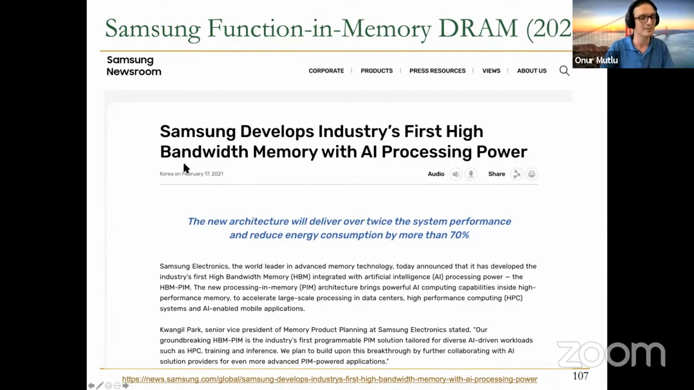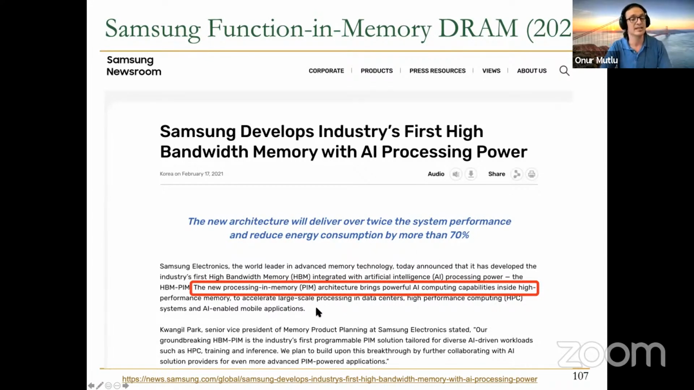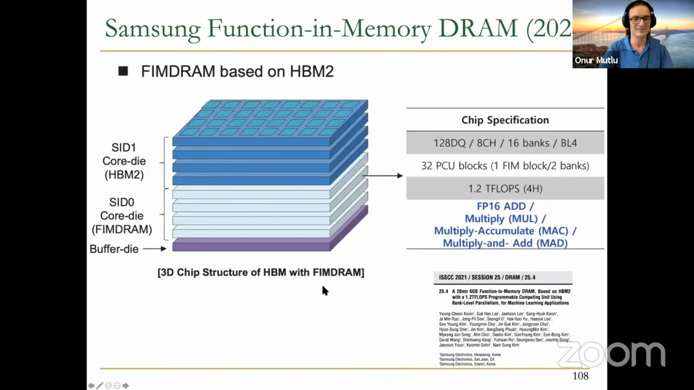I mentioned this at the beginning of the course. Remember, this was introduced on February 17th with a press release by Samsung. They're doing something similar in the sense that they have specialized units to accelerate matrix multiplication operations, let's say. And they do these operations very close to each bank in memory. They call this, I think, FIM-DRAM, function in memory DRAM. Don't quote me on that exact name.